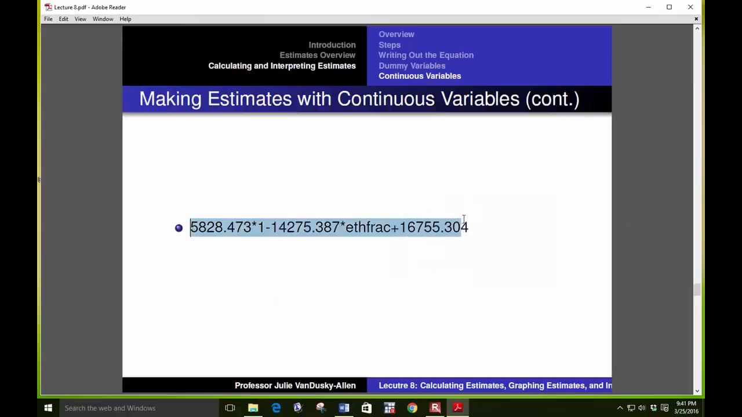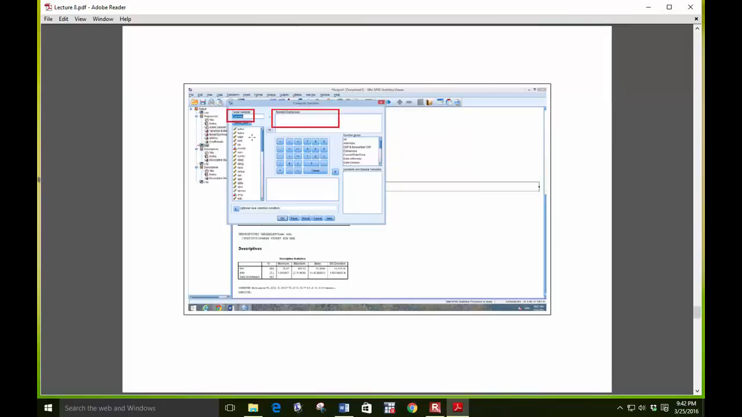So my equation should be 5828.473 times 1 minus 14275.387 times eth frac plus 16755.304. In the target variable box, put the term estimates. However, if you already made an estimate for another variable previous to this, type in estimate 2 or estimate 3. If you do not follow these rules, SPSS will not be able to make the estimates for you. And then you would click OK.